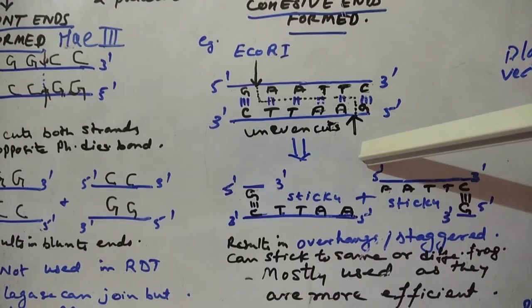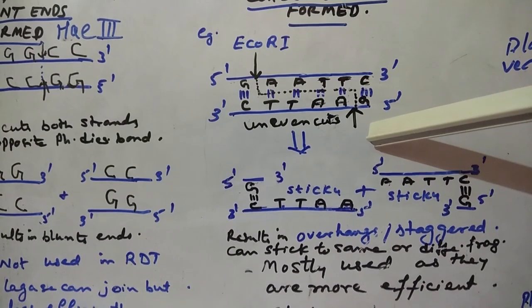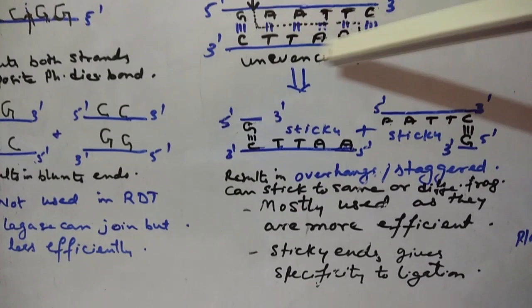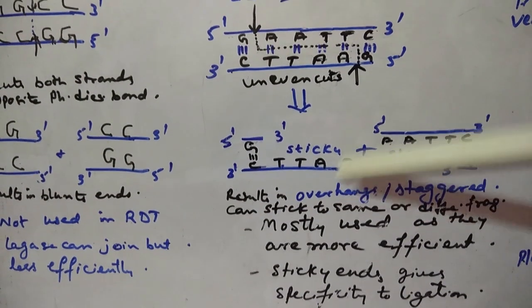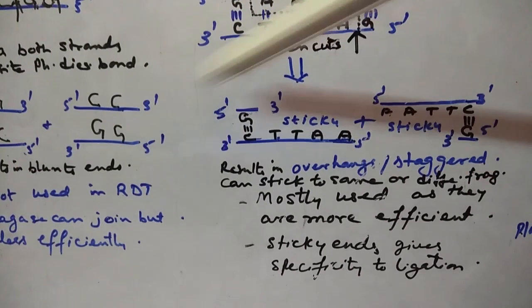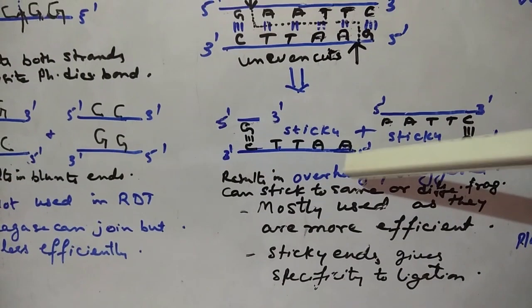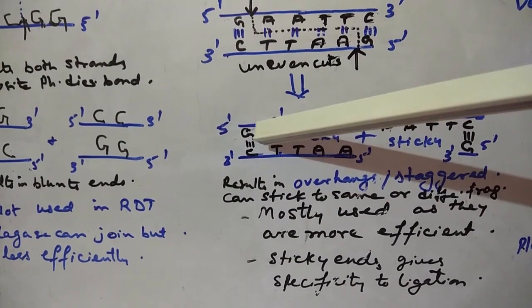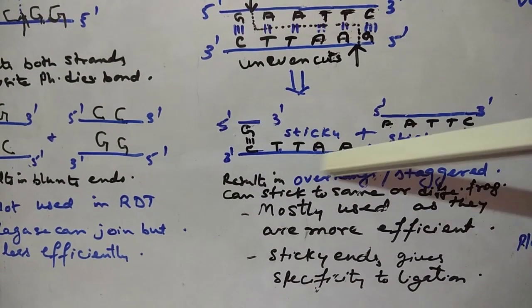So will it give even fragments? Will it give 2 even fragments? No. These are uneven cuts. So you get 2 fragments which are not even, not like the blunt end. So see the ends now, I mean the two fragments. These have a very short half and very long overhangs.